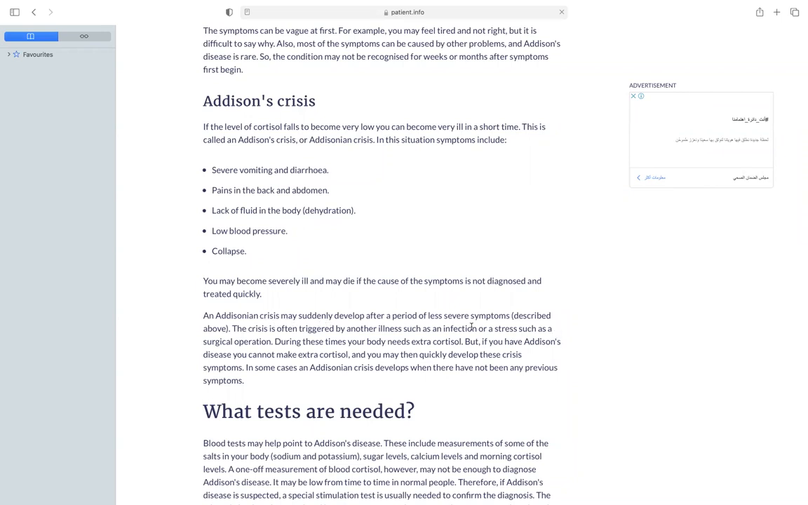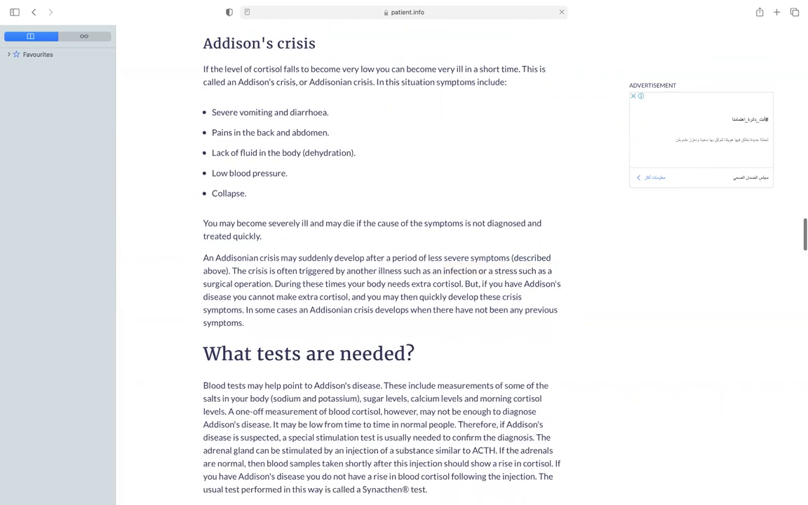Okay. The crisis is often triggered by another illness, such as infection, or a stress such as a surgical operation. During these times, your body needs extra cortisol. But if you have Addison's disease, you cannot make extra cortisol. You may then quickly develop crisis symptoms. In some cases, Addisonian crisis develops when there have not been any previous symptoms. Okay.